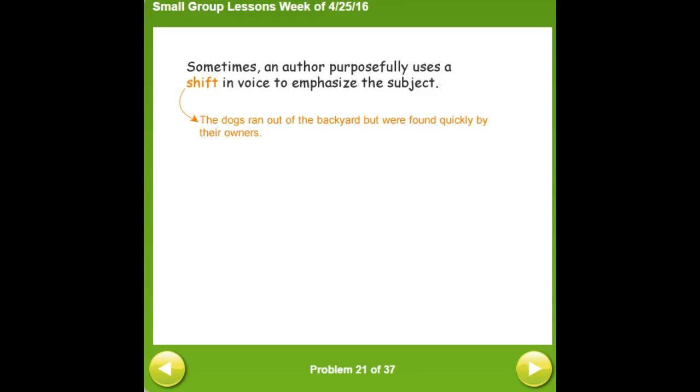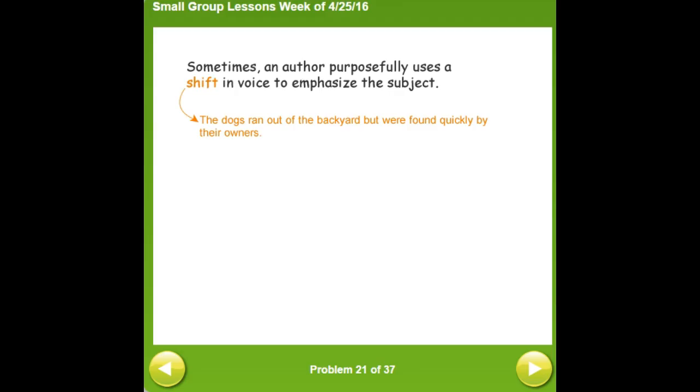Sometimes an author purposefully uses a shift in voice to emphasize the subject. For example, the dogs ran out of the backyard but were found quickly by their owners. This sentence starts in the active voice and ends in the passive voice. However, this just serves to emphasize the subject, dogs.